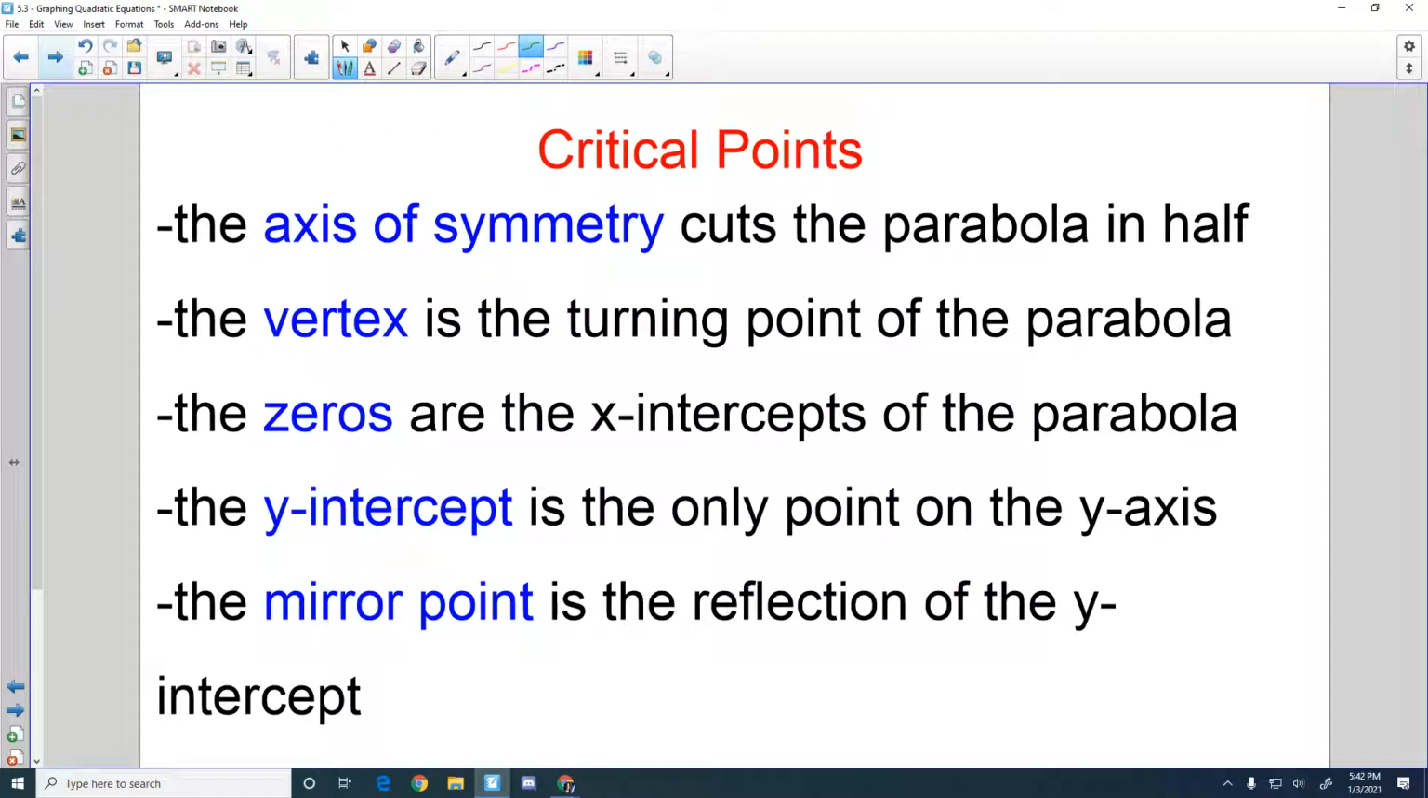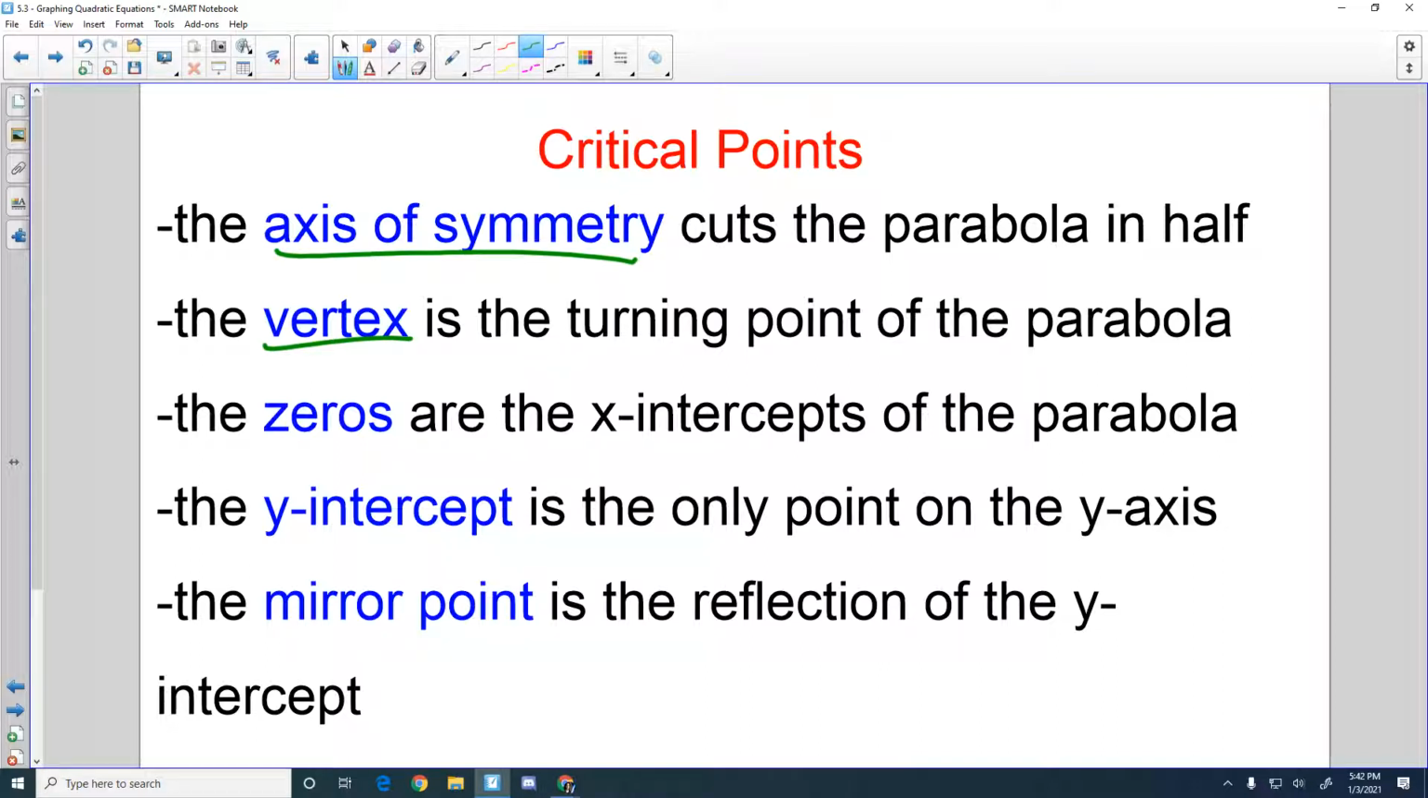Here are generally the 5 critical points that we're going to be finding. We won't always have to do this. We don't always have to find these 5 critical points. The main ones that we need are going to be the axis of symmetry and the vertex. And so make sure we know what those are.